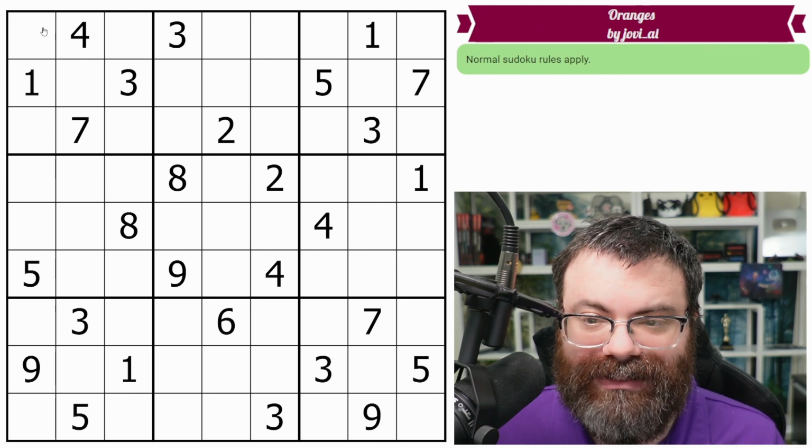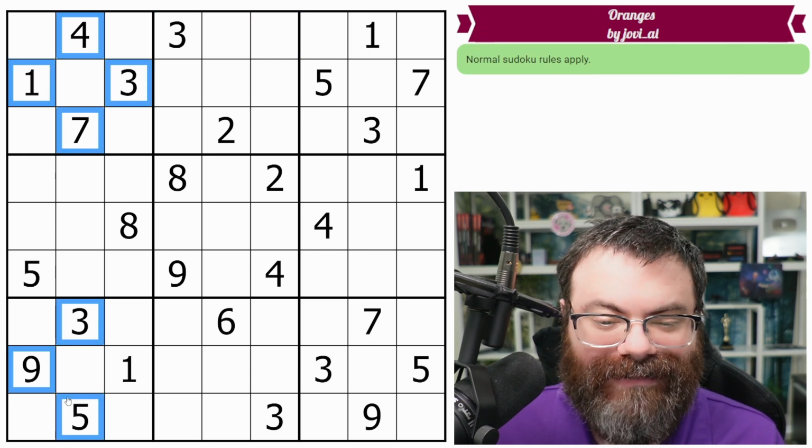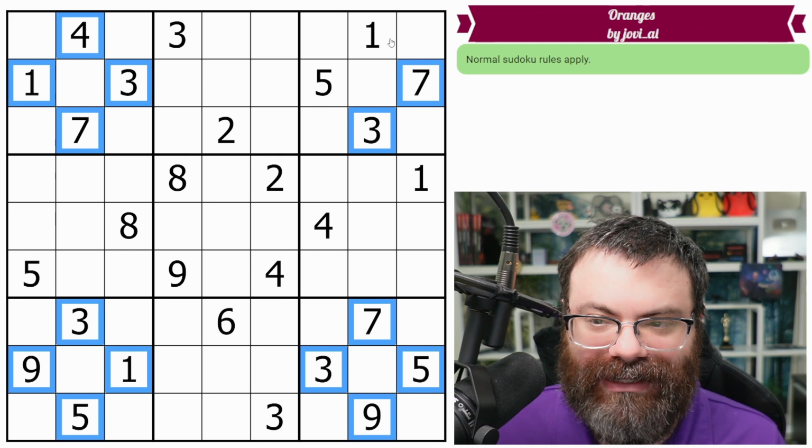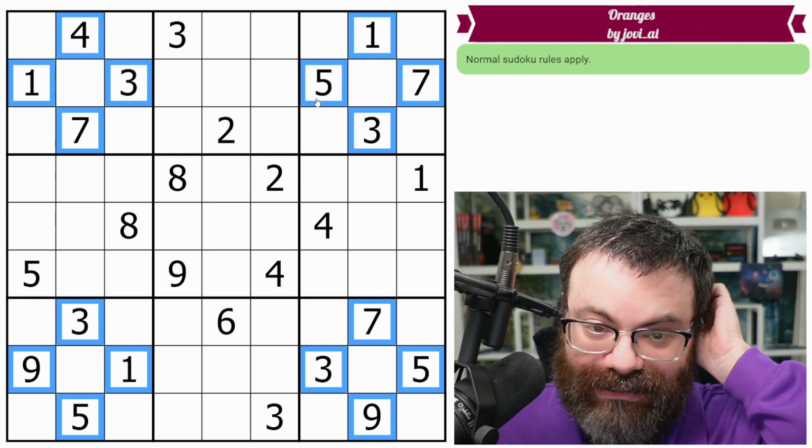All right, let's get as much basics as we can out of this puzzle before we continue. Although these corner boxes are screaming, "Hey, look at me! Hey, look at me!" So let's look at them first.